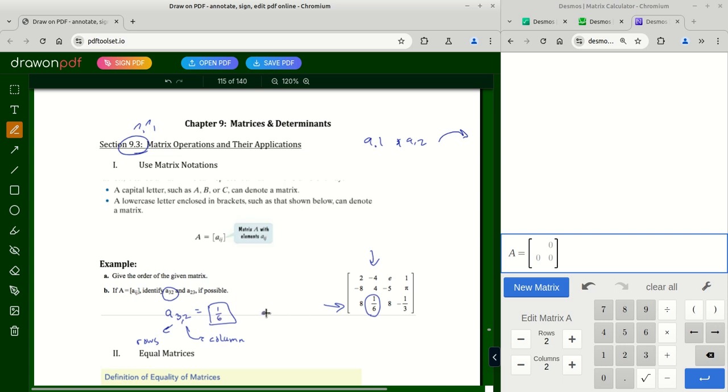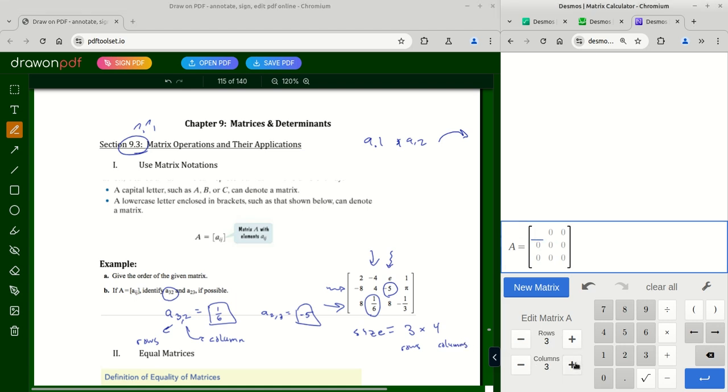Pretty simple. And so if they say 2 comma 3, then they're saying row 2, column 3, there it is. So it always comes in rows and columns. So the size of this thing would be 3 rows by 4 columns. Again, this is always rows and then columns. That's how you get the size.